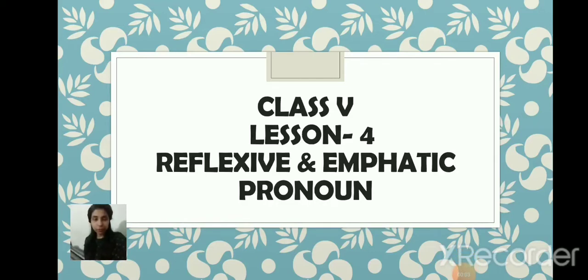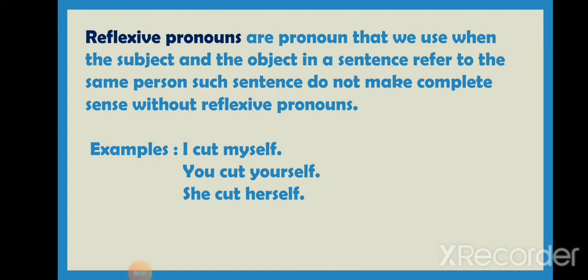So today we are going to start lesson number 4, reflexive and emphatic pronoun. So let's proceed further. We have already learned about pronoun that it is used in place of a noun and to avoid the repetition of noun.